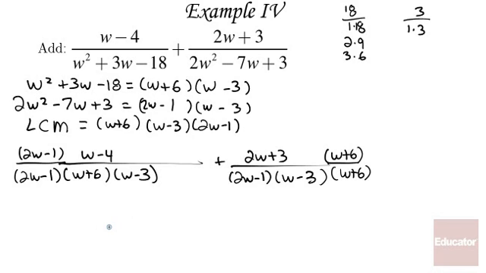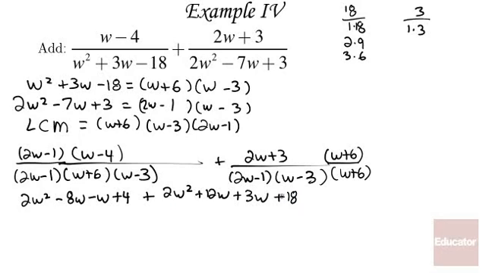Now I need to do some simplification of these numerators and then add. So 2w minus 1 times w minus 4. That's 2w times w is 2w squared. Outer term, that is going to be negative 8w. Inner, negative w. Last, negative 1 times negative 4 is plus 4. Over here, 2w times w is going to give me 2w squared. Outer term is going to be 12w, inner term 3w, last term 18. Now I've got my denominator, which is the LCM.